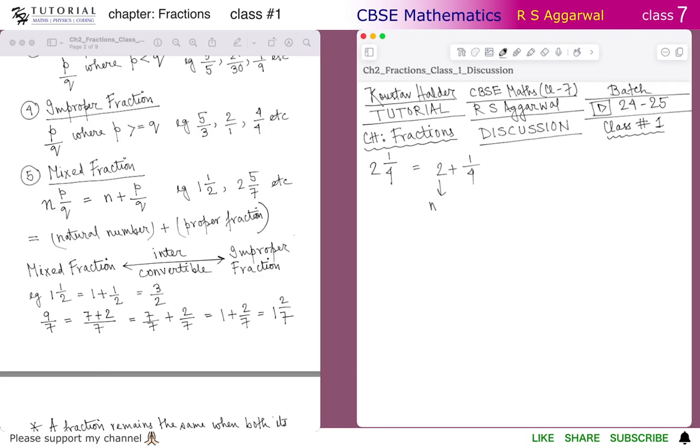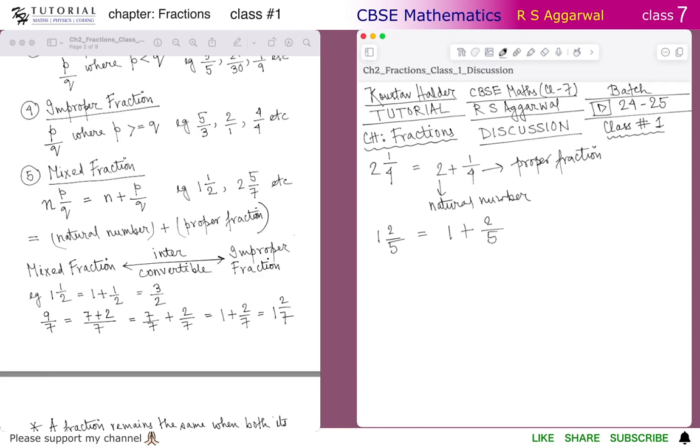So this is the natural number and this one is the proper fraction. Okay, so likewise you can have 1 upon 2 by 5. This is 1 plus 2 by 5. Remember that p by q in the mixed fraction on the left hand side, please see the notes, should be a proper fraction.